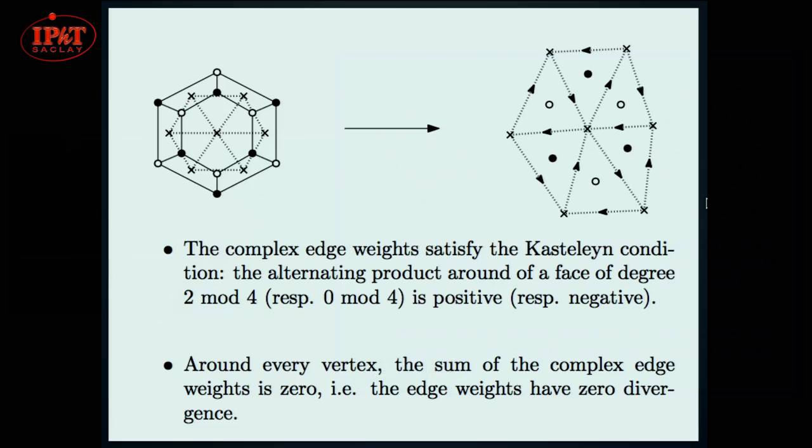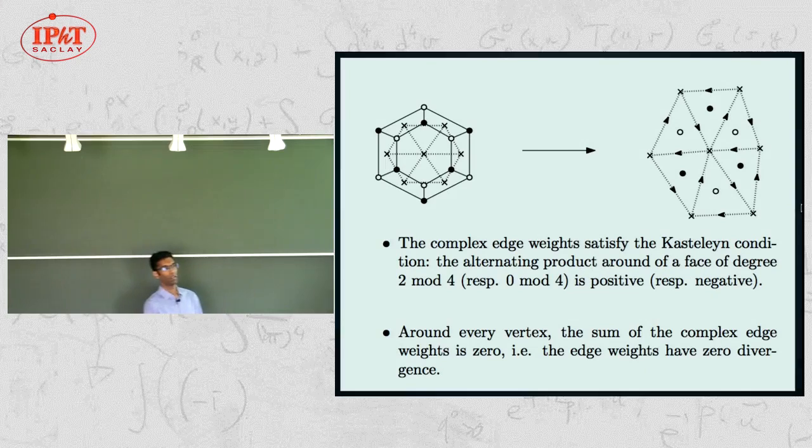Another remark is that if you fix, for example, this white vertex and you look at the sum of the edge weights that I put on all the edges adjacent to that white vertex, then this corresponds to the sum of these 3 complex vectors. And because I have a closed face in my dual graph, these 3 complex vectors sum to 0. This means that around each vertex in my primal graph, the complex edge weights sum to 0. In other words, these edge weights have 0 divergence.